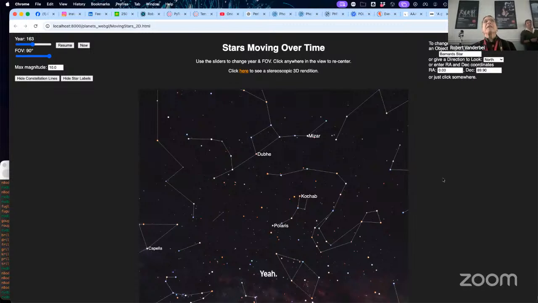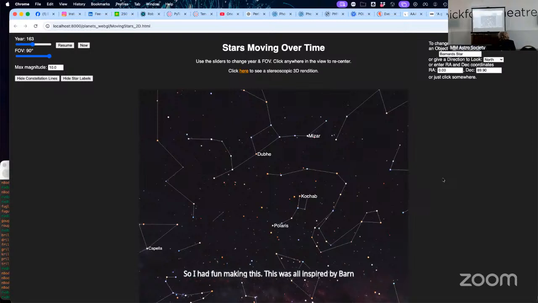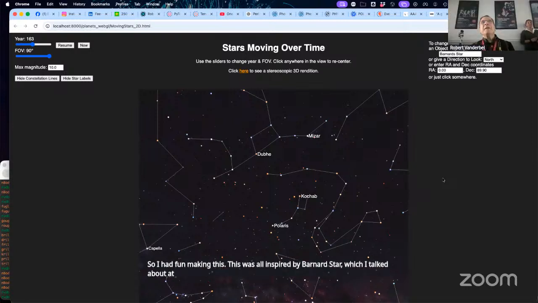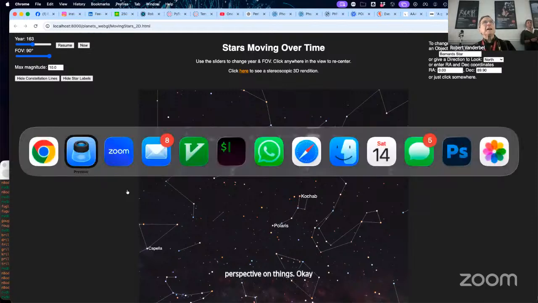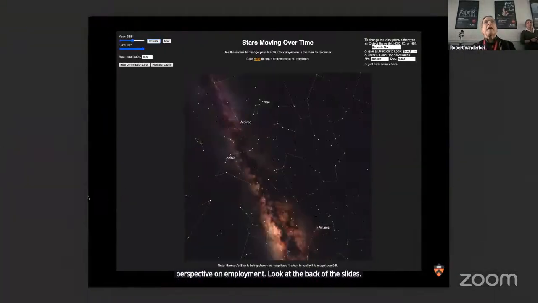So I had fun making this. This was all inspired by Barnard's Star, which I talked about at great length before, but I thought it would be fun to make this kind of bigger perspective on things. Okay, let's go back to the slide. All right, so that's all I have to say about that one.